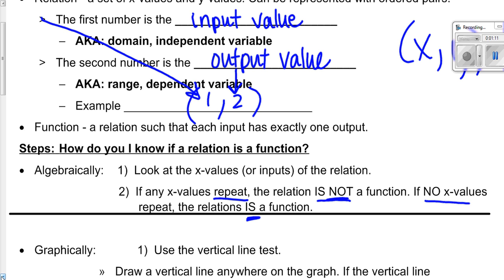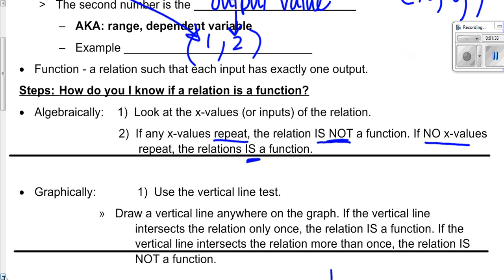How do you know if a relation is a function? Algebraically, look at the x values or input values of the relation. If any x values repeat, the relation is not a function. If no x values repeat, the relation is a function.